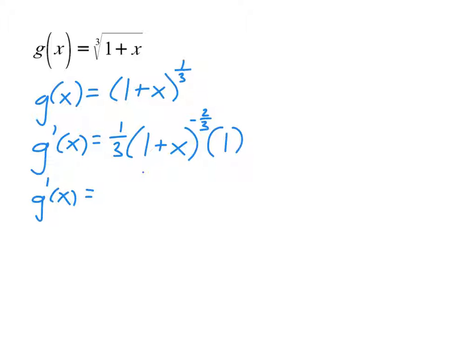So I know I'm going to have a fraction because I have that 1/3. The only thing that's going to be left on the top is the 1. The 3 is on the bottom. And that negative 2/3 power gives me the cube root of 1 plus x squared. Now a little detail about that squared: it can either be inside the cube root or outside the cube root. Either way, it gives you the same thing.